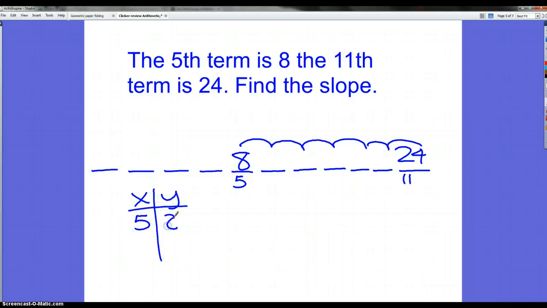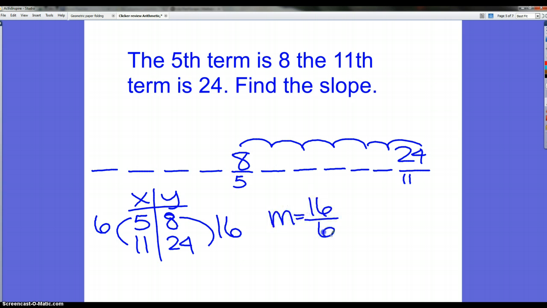x is 5, y is 8, and x is 11, y is 24. The change here is 24 minus 8, or 16, and 11 minus 5 is just 6. Well, this one doesn't turn out to be a nice number, but m is 16 over 6, and that is going to reduce to 8/3. And so really this is adding 8/3 every time. So that would have been a really difficult number to guess and check since it's a fraction. 8/3 is the same as 2.6 repeating. Just heads up on that.